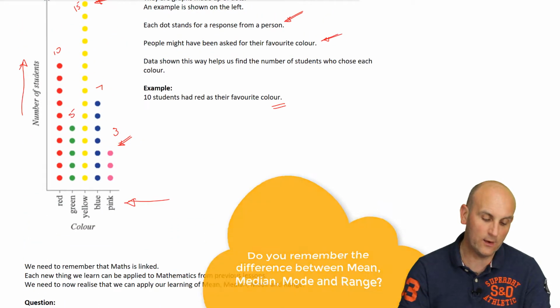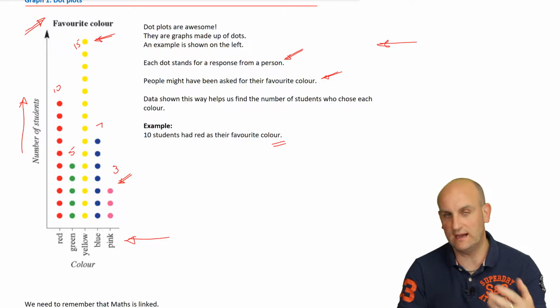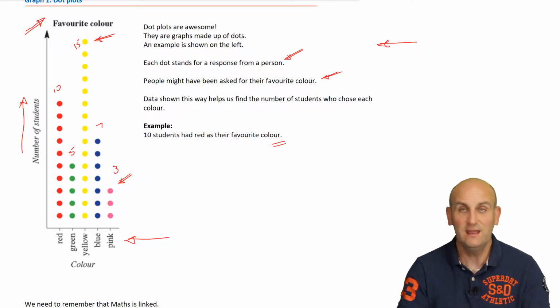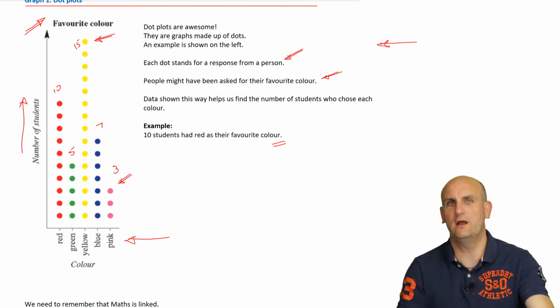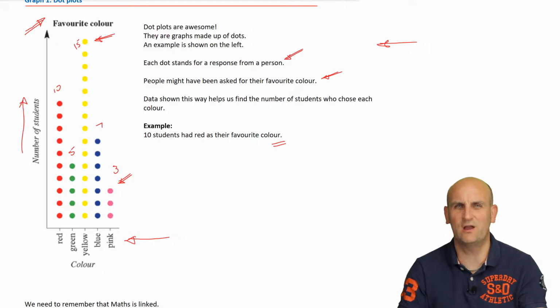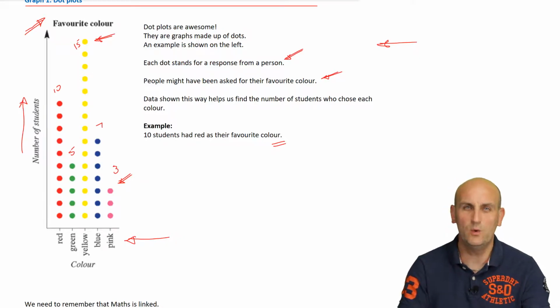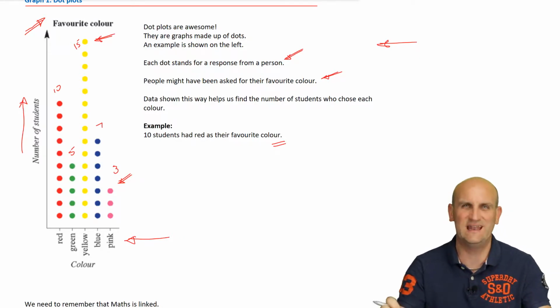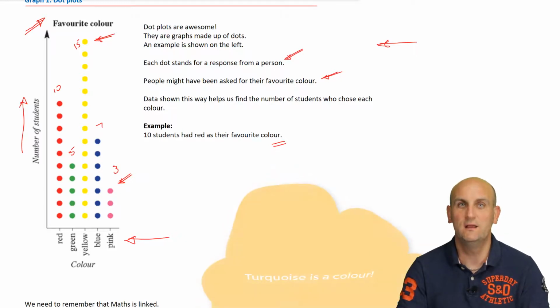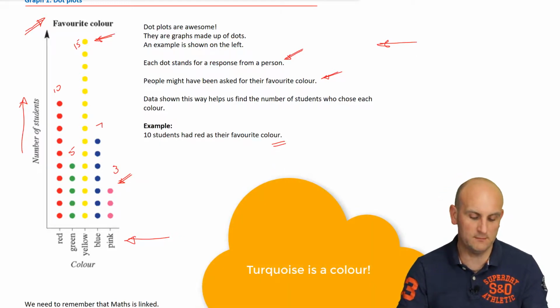And let's try and work out what is possible to calculate. We'll start with the mean. Now, hopefully you're going, but that doesn't make any sense. You can't have an average color. Well, of course we can't. I can't add together red, green, yellow, blue, and pink and divide it by 5 and get an average color, turquoise.